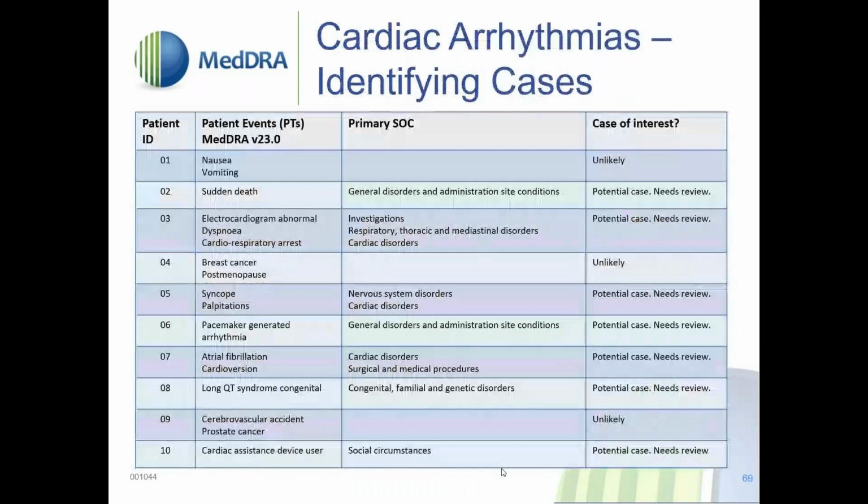And this is a data set which shows a line list or short summary tabulation of patients, and we are trying to decide whether some of these might have been cardiac arrhythmias. So we have nausea, vomiting, which is very unlikely to have been the only things related to the cardiac arrhythmia without any further. So this would not be a case of high priority. Sudden death, at least for the outcome, we would like to review. Then we have the ECG abnormal, dyspnea, and cardiorespiratory arrest. Yes, we would like to review.